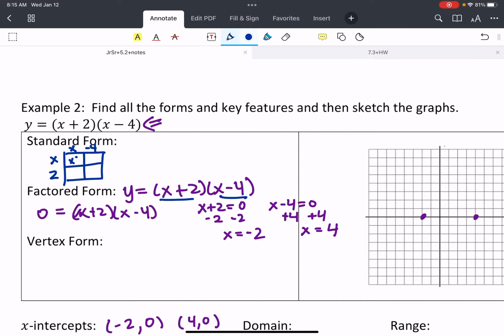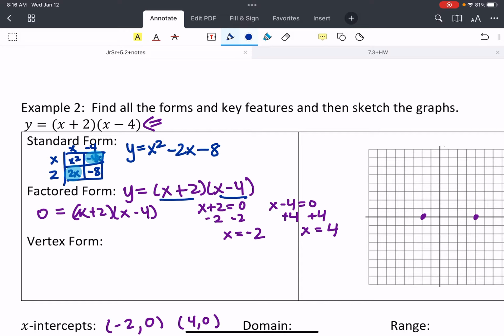So x times x is x squared. X times negative 4 is negative 4x. X times 2 is 2x. And x times negative 4 is negative 8. And then don't forget that this and this are like terms, so we're going to add them. So I'm going to do y equals x squared. I'm going to add those two together and get negative 4 plus 2 is negative 2x, and then I get negative 8. So there we've got it in standard form.